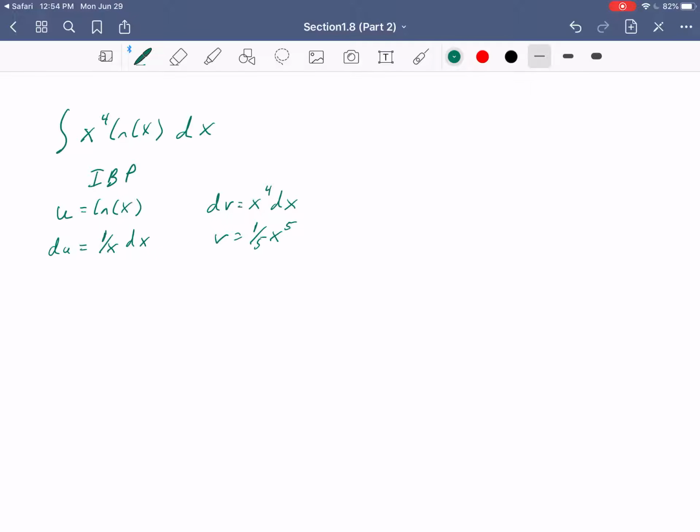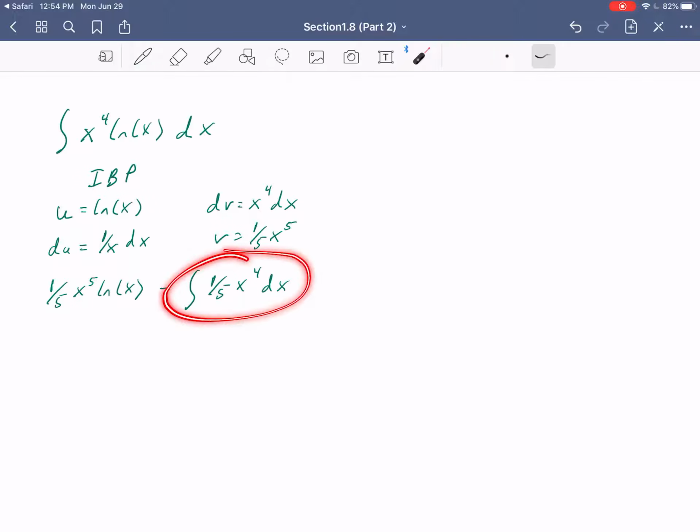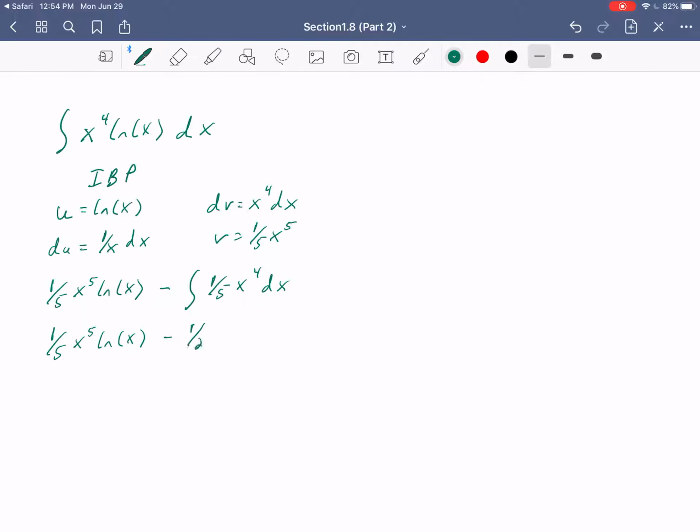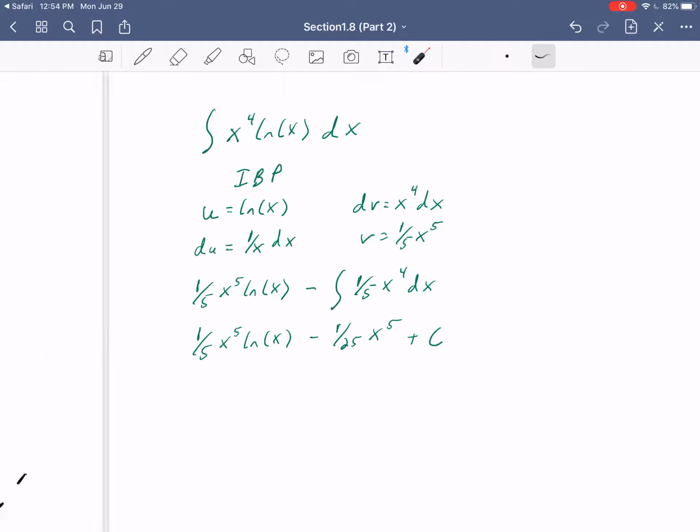We pop that stuff in. Our uv is going to be 1/5 x to the fifth ln x minus the integral of that v du, which looks like it's going to be 1/5 x to the fourth dx. Then we can go ahead and finish up this integral with another power rule: 1/5 x to the fifth ln x minus 1/25 x to the fifth. And of course, we'll get a plus c there. Of course, we just remember to put that on our next page. So let's grab that, pop that back over there.